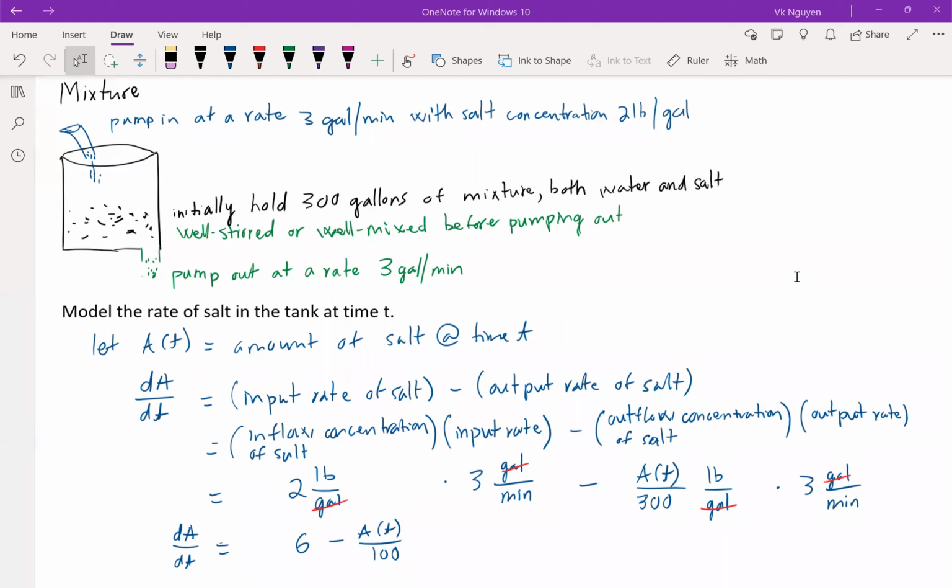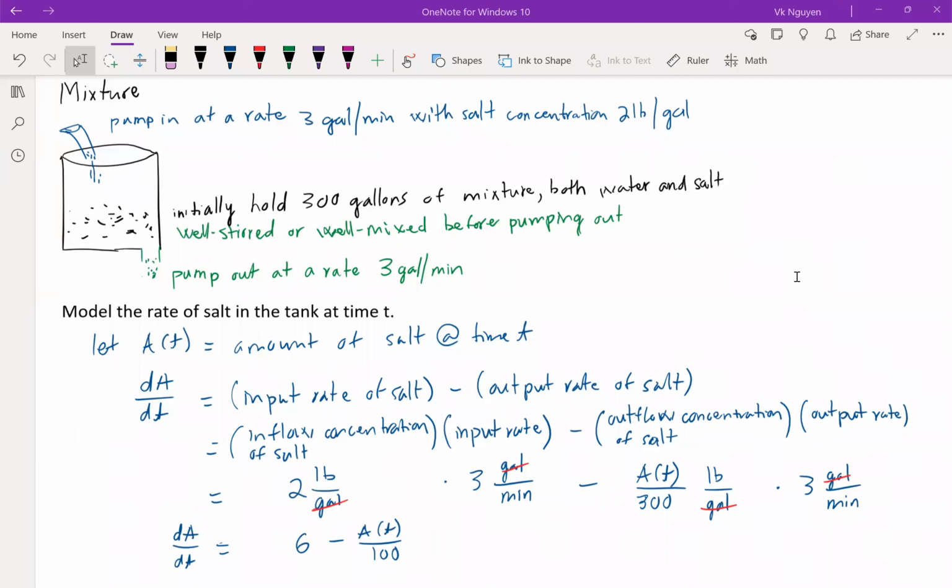Output rate of salt is the outflow concentration of salt multiplied by the output rate. Well, the outflow concentration of salt is A. We have no idea the amount of salt, but then we know the total is 300. So A divided by 300 pounds per gallon. The output rate is 3 gallons per minute. And therefore, we have a differential equation. dA over dt is 6 minus A over 100.